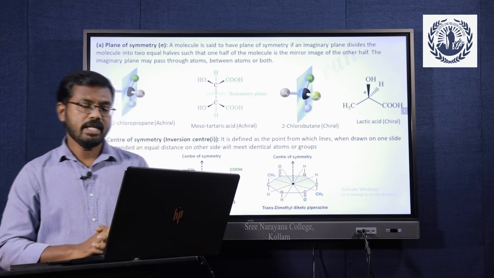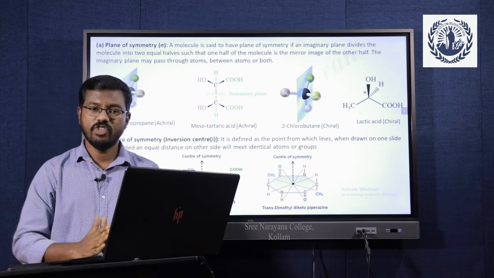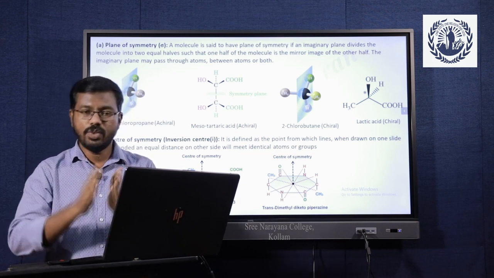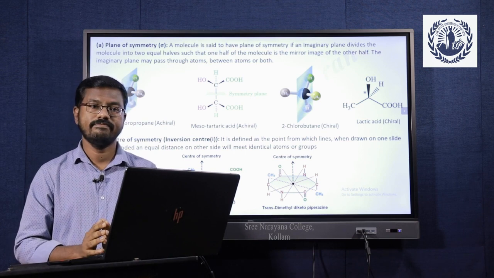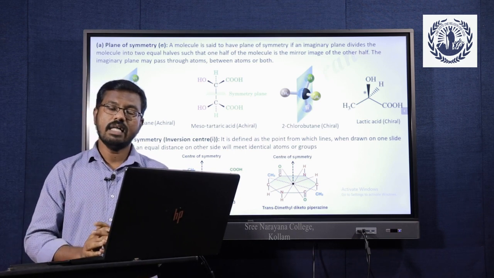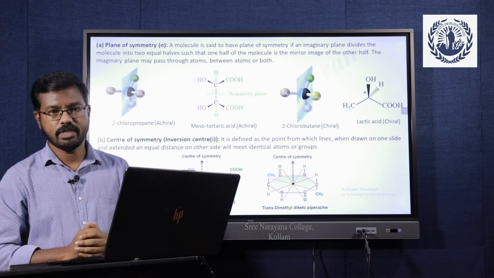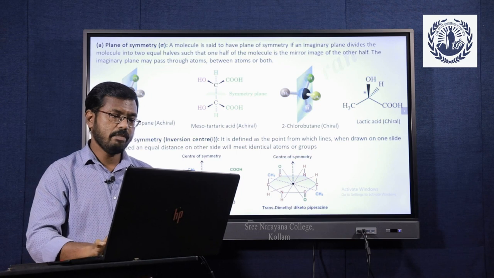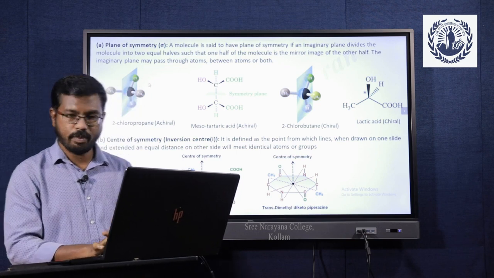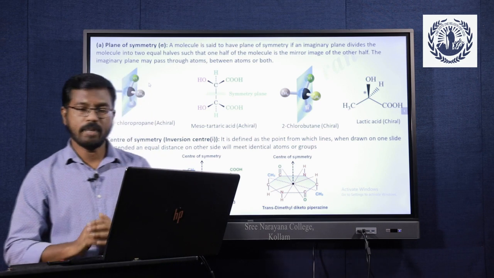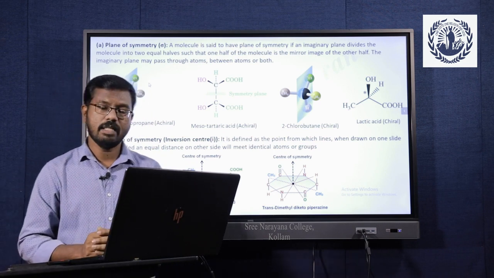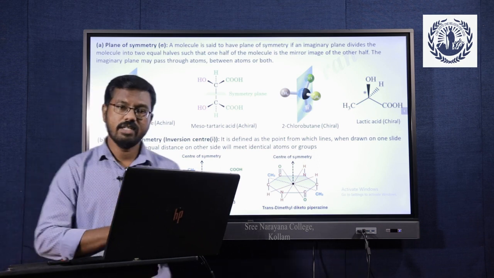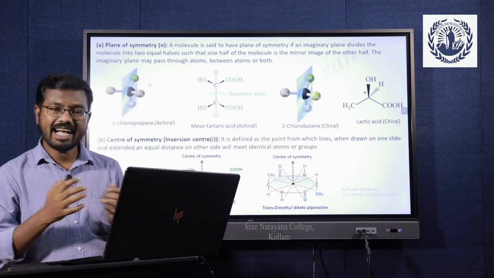A plane of symmetry is an imaginary plane which bisects the molecule into two equal halves. Then that particular molecule is said to have a plane of symmetry. Some examples are shown here. For example, in 2-chloropropane, I have shown a plane which cuts the molecule into two equal halves. When there is a plane of symmetry, that molecule is said to be achiral in nature.